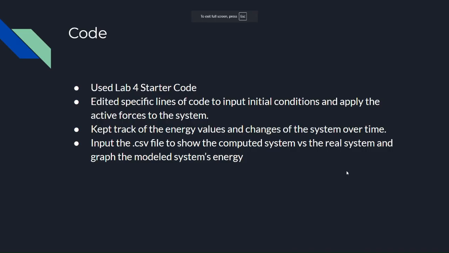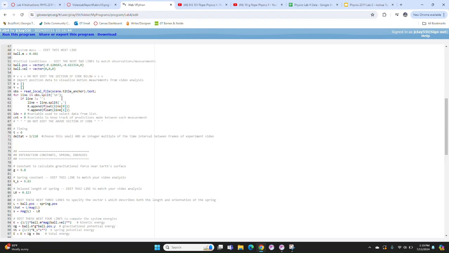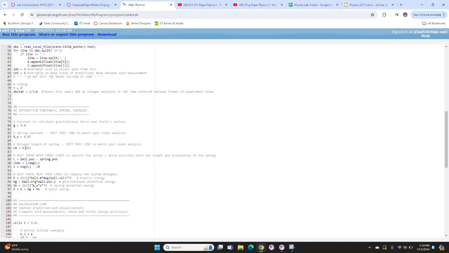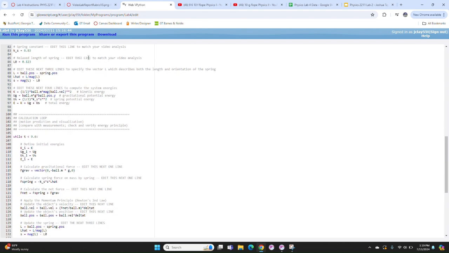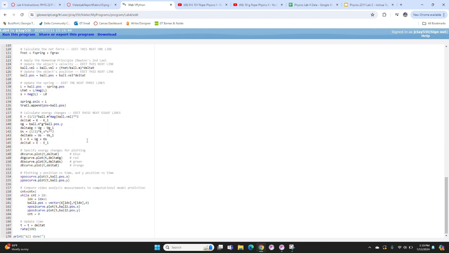For the coding, we use the Lab 4 starter code and edit specific lines of code to input initial conditions and apply the active forces on the system, keep track of the energy values and changes of the system over time, and input the CSV file to show the computed system versus the real system and graph the modeled system's energy. So here's the code. We input the ball's mass, its initial position before it's released from rest. Put in the spring constant, the relaxed length, compute the system's energies, compute the changes in all of these quantities as the system moves.